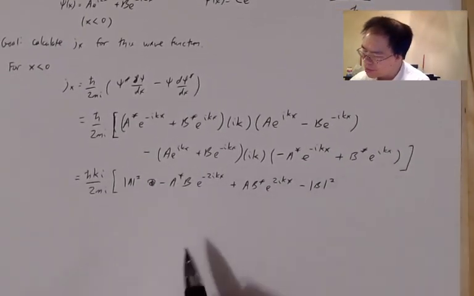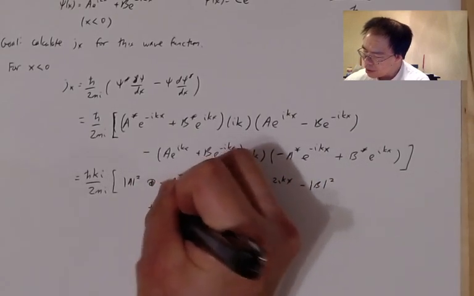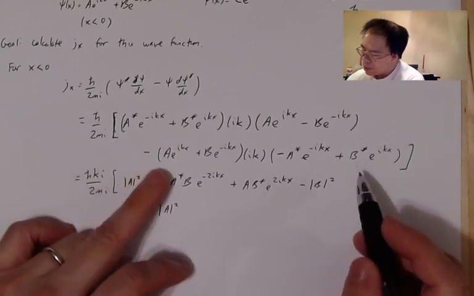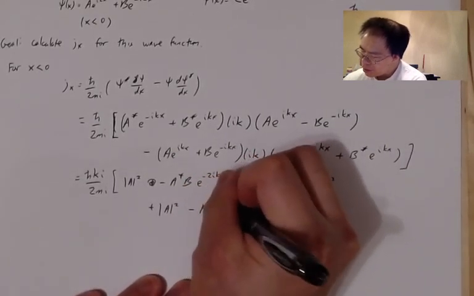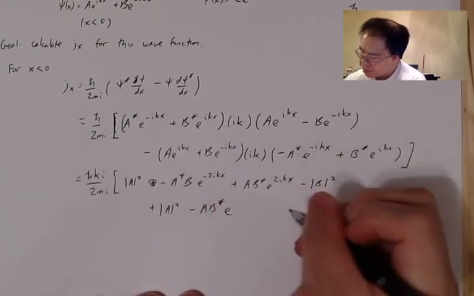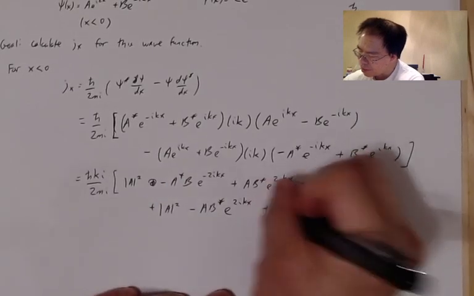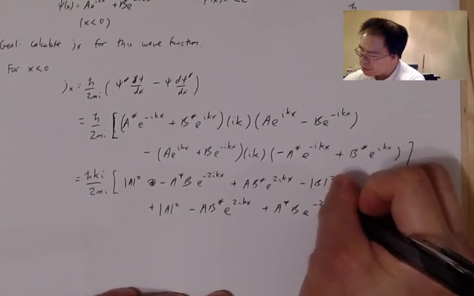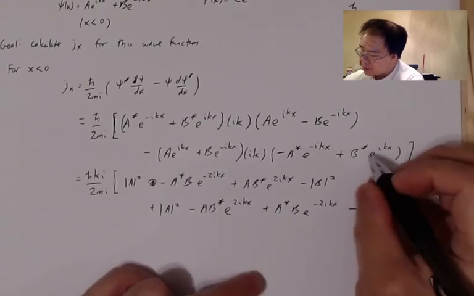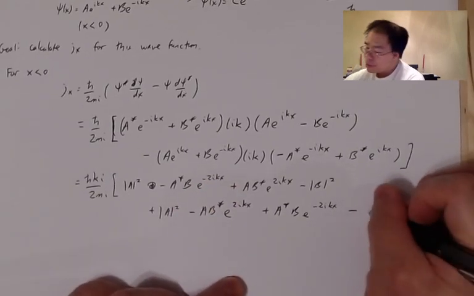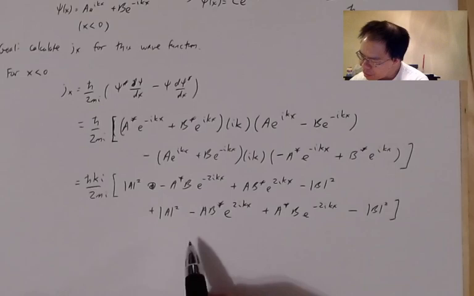Continuing with this other piece down here, I have a minus a times minus a, so I have a plus modulus squared of a. This term I have minus a b star e to the 2ikx. This inner term gives me, if I have a minus b times a minus a star, so that gives me a plus a star b e to the minus 2ikx. And then finally here I have minus b times b star, so I have minus, and then my exponentials multiply to 1, so I have minus b modulus squared. Okay, so now notice that my cross terms cancel.